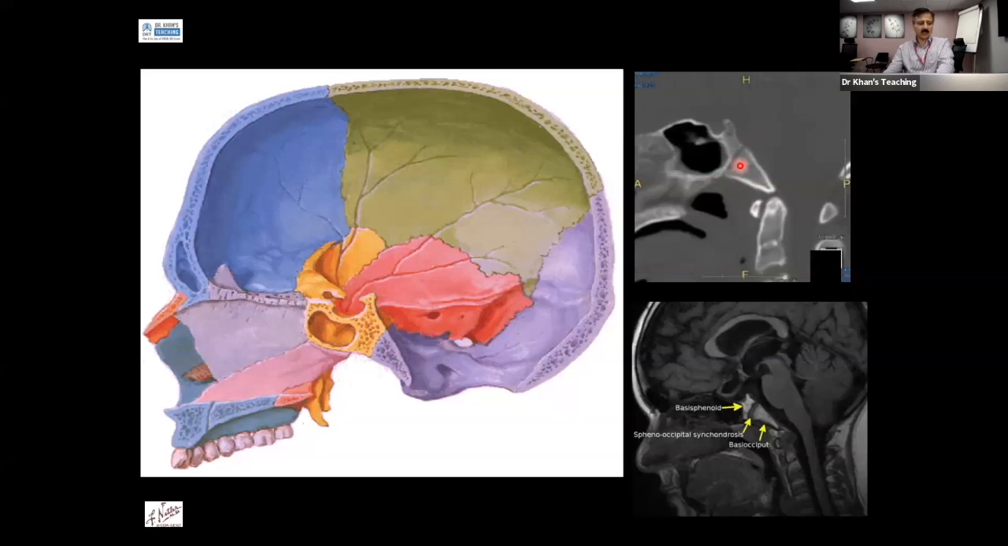I've seen young radiologists actually confusing it. Is there a fracture? No, this is not a fracture. It's a normal structure. So on an MR, this is it. We call it the spheno-occipital synchondrosis. And ultimately, it will just become a single bone in an adult.